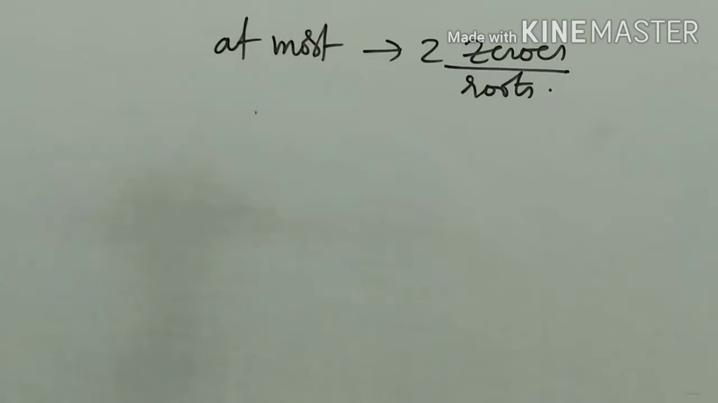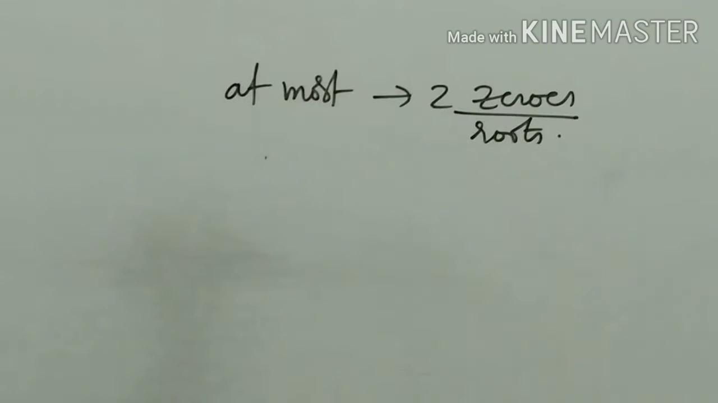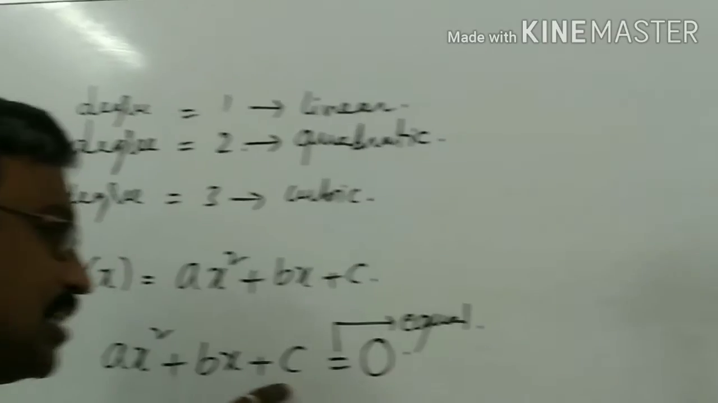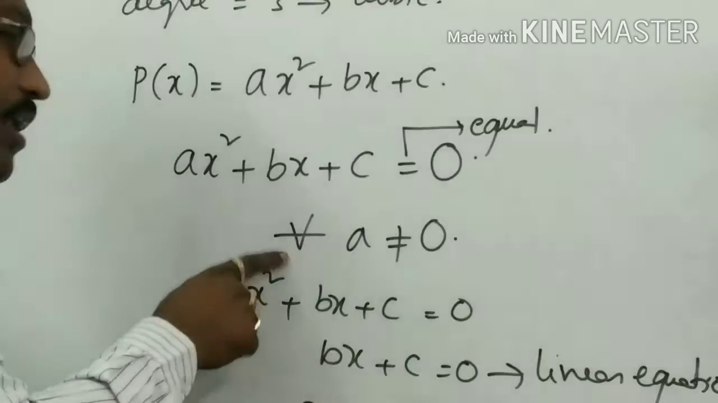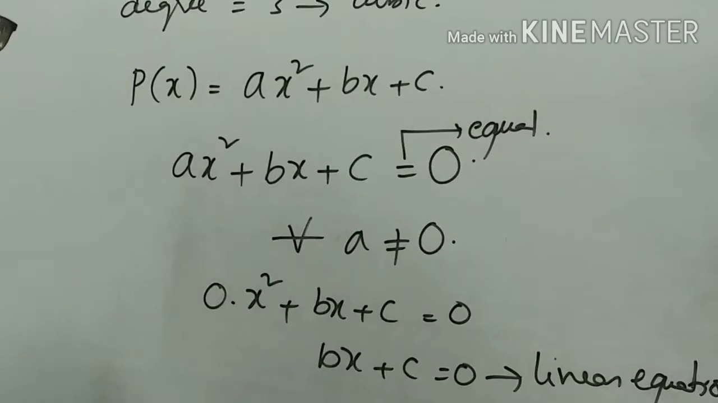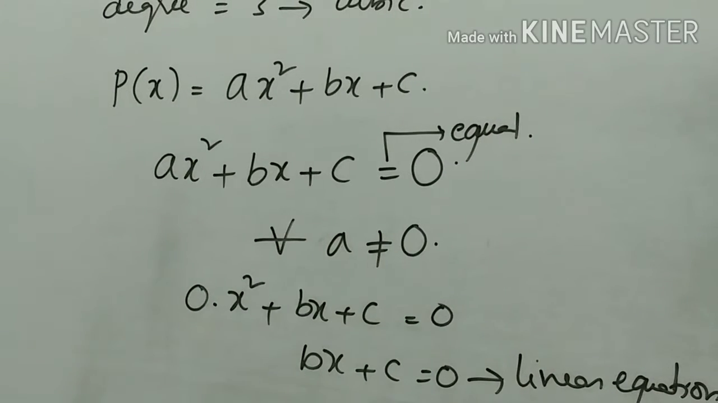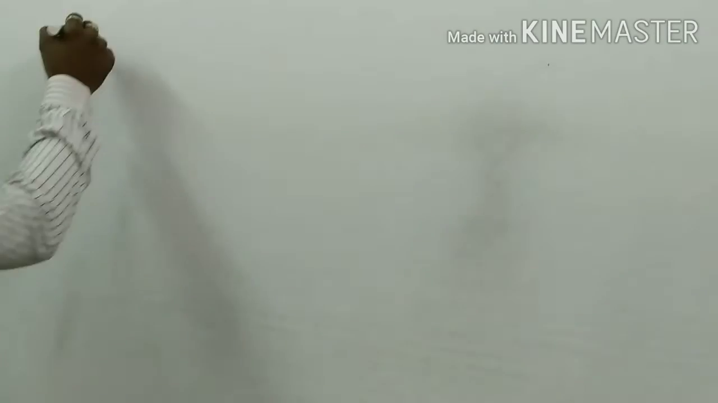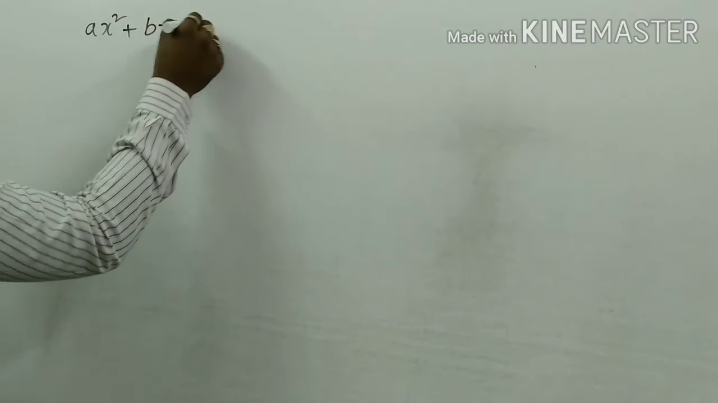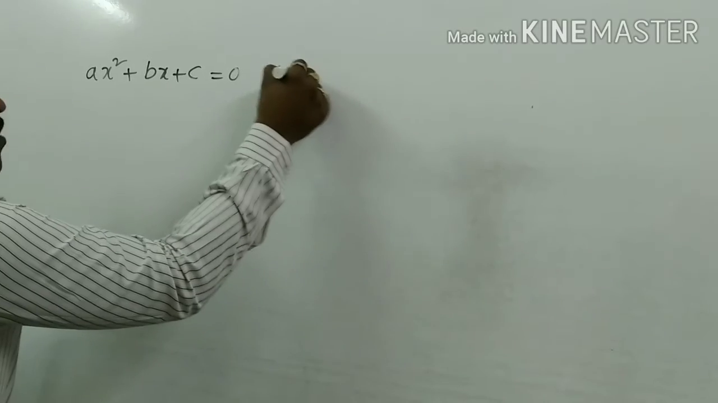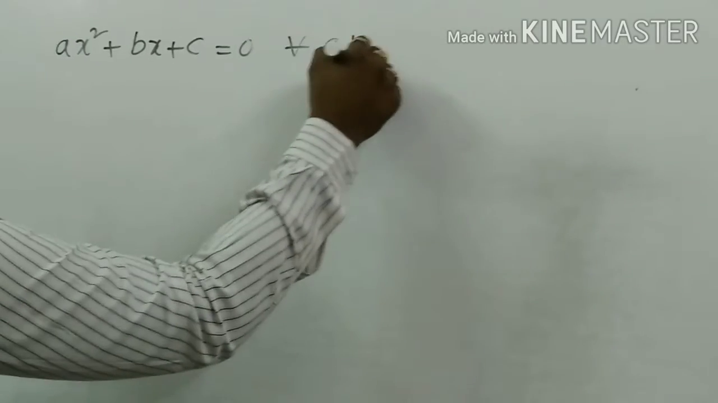So, what is a quadratic equation? The general form ax square plus bx plus c is equal to 0 is a quadratic equation, where a is not equal to 0. The general form of a quadratic equation is ax square plus bx plus c equal to 0, for all a not equal to 0.